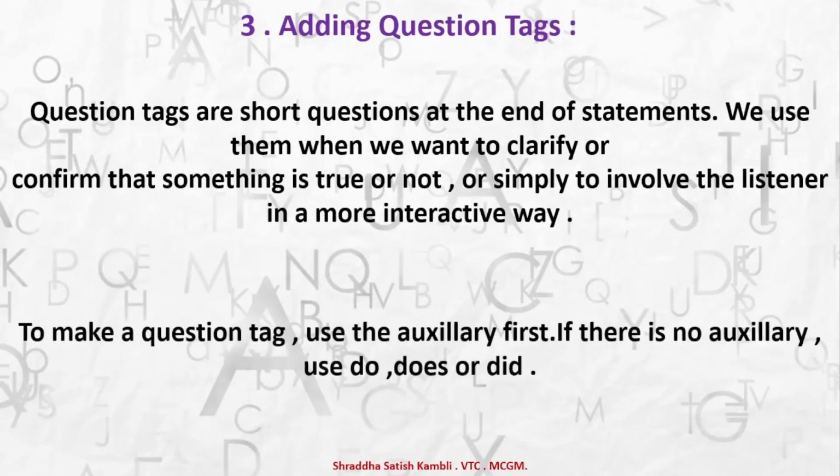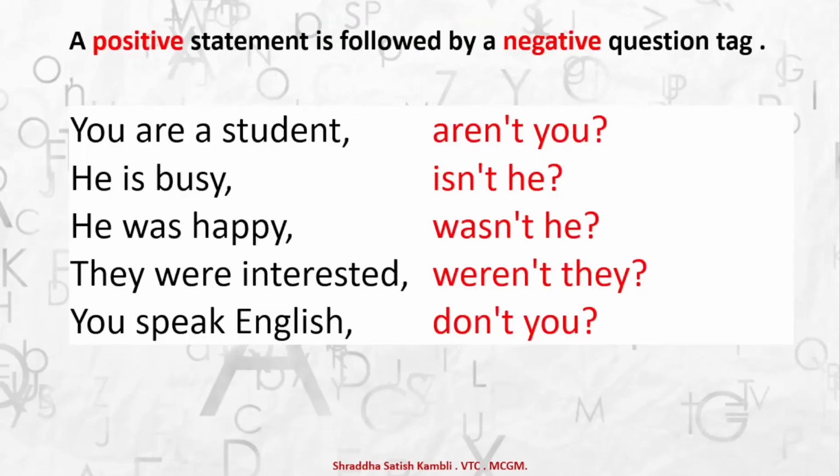Now, to make a question tag, you first use the auxiliary. If there is no auxiliary, then you can use do, does, or did. All right. Now, one more important thing to remember here is a positive statement is followed by a negative question tag, always, and vice versa. A negative statement is followed by a positive question tag.